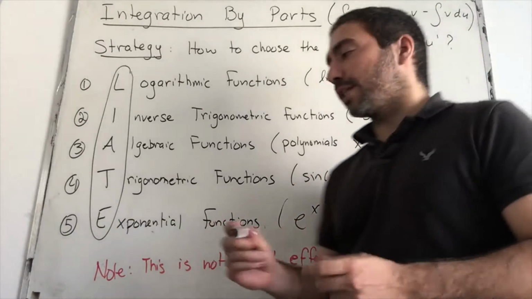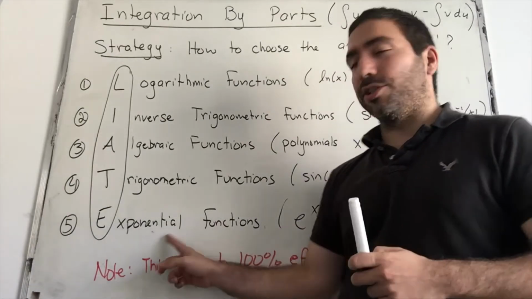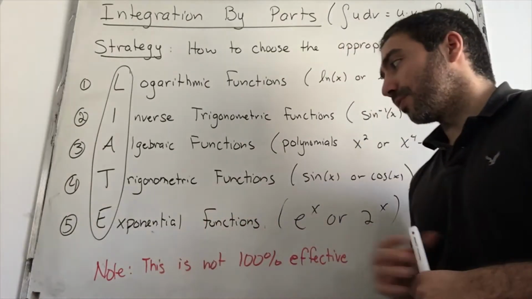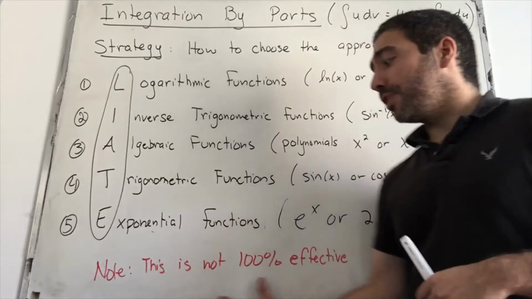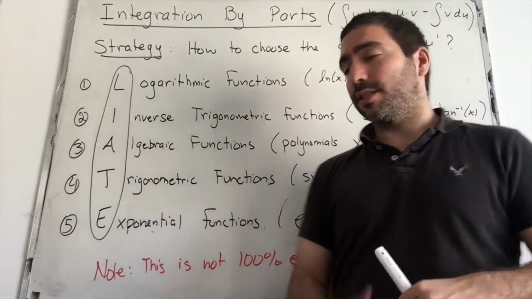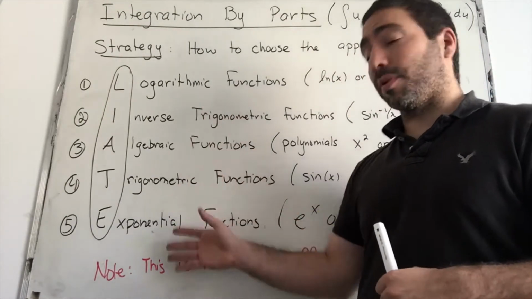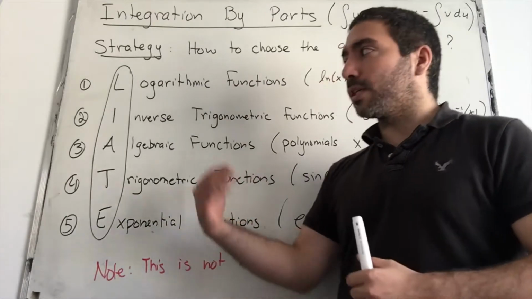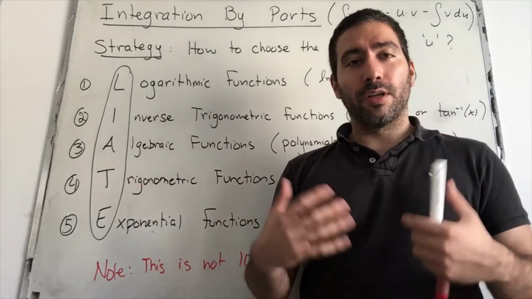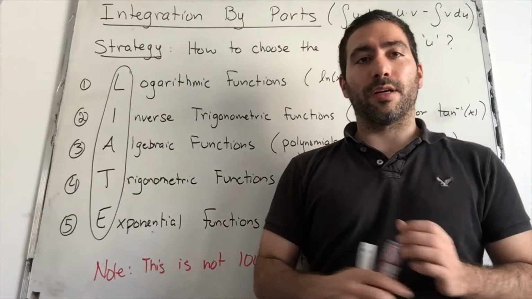So when you're dealing with exponentials, typically you do not let your U equal the exponential function, but again, this strategy here is not foolproof. It doesn't work 100% of the time. There's problems where this might not apply, but again, 90% of the time, this is a good general guide to start when you begin using integration by parts.